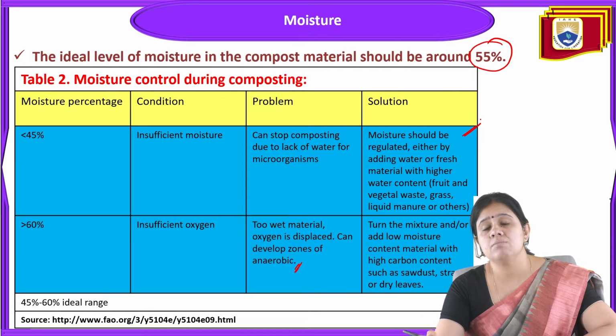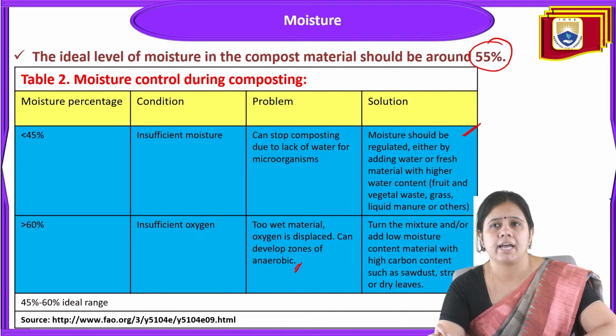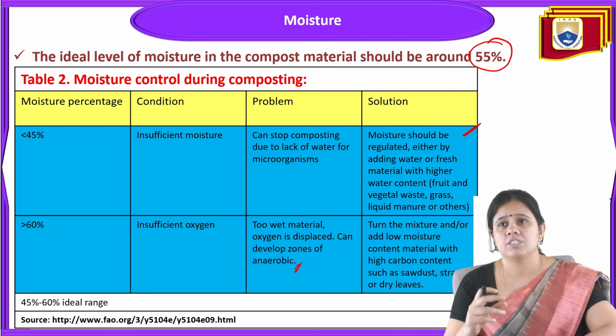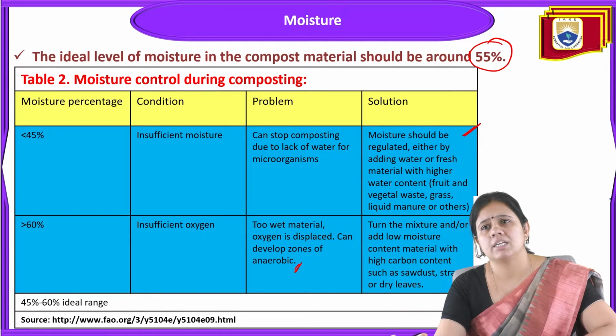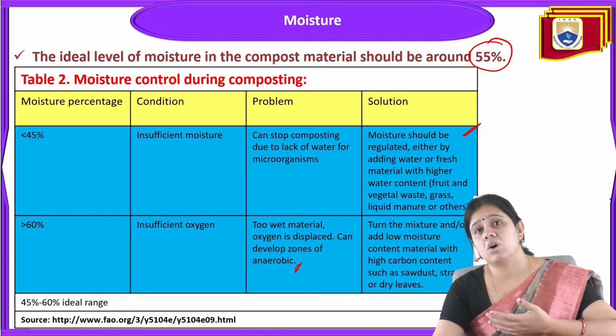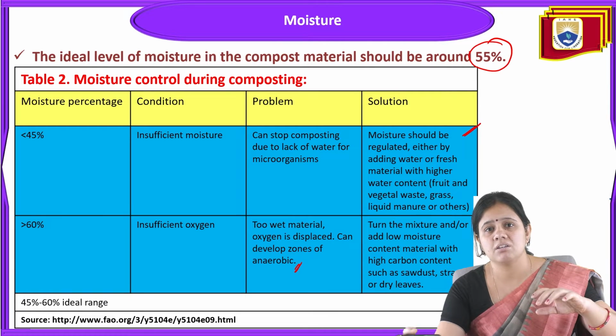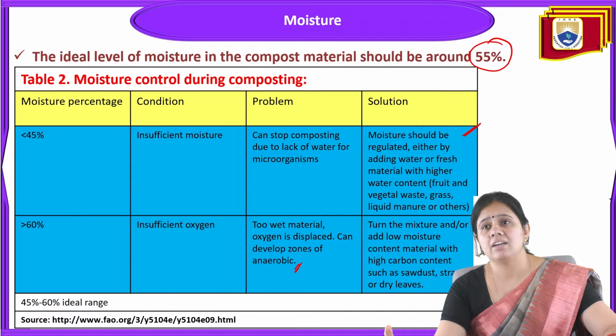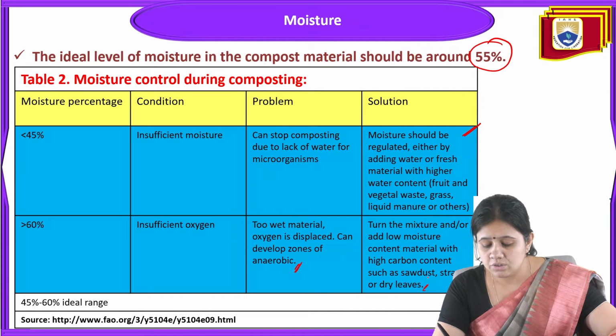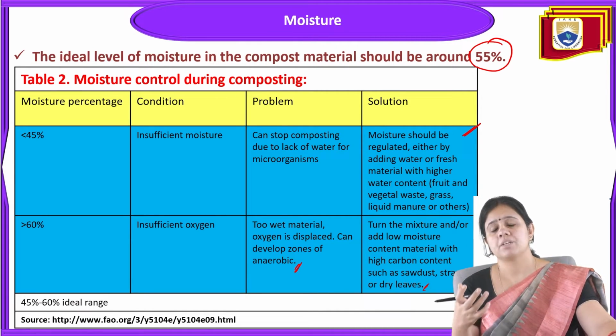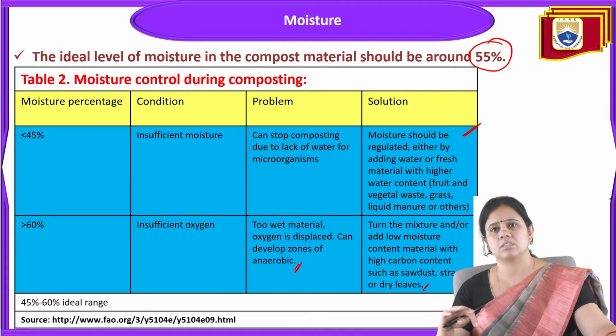So if insufficient moisture is there, we should regulate the moisture either by adding water or fresh material with higher water content, like fruits which have higher water content, or grass or liquid manures and others. And if there is insufficient oxygen, meaning moisture is more than 60%, a wet condition will be created. In this condition, turn the mixture or add low moisture content material with high carbon content like sawdust, straw or dry leaves. So dry materials like sawdust, straw or some dry leaves should be added in this insufficient oxygen condition.